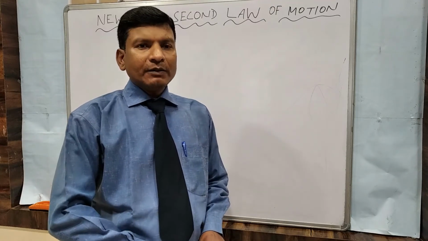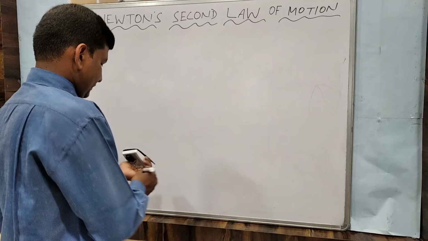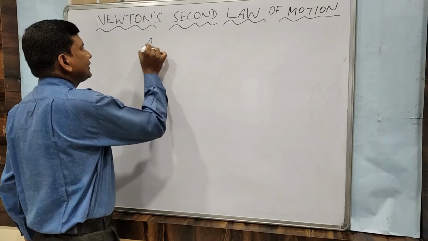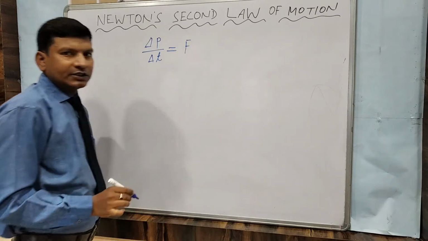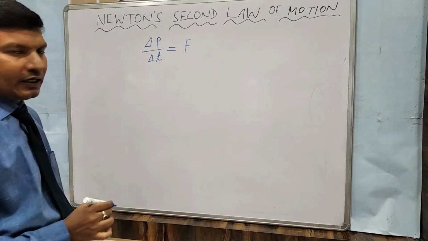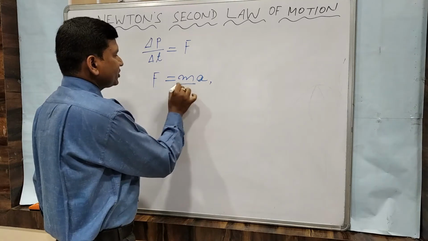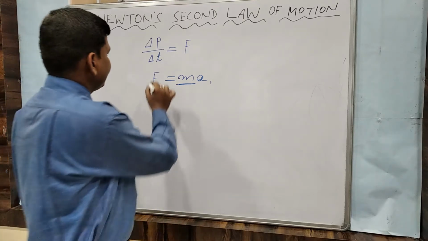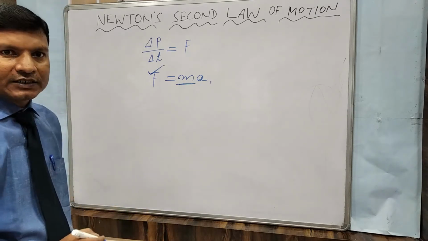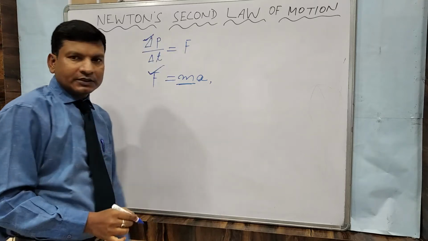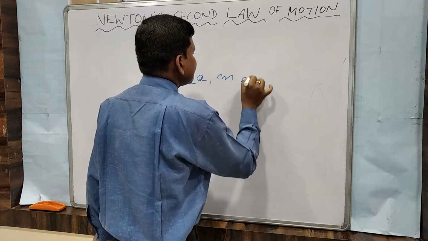So from here we will come to know that the mathematical expression of Newton's second law of motion is delta P upon delta T equals F. This is one of the mathematical expressions, and we have also derived F equals ma. This is true only when the mass of the body is constant. But the equation delta P upon delta T equals F is true all the time.